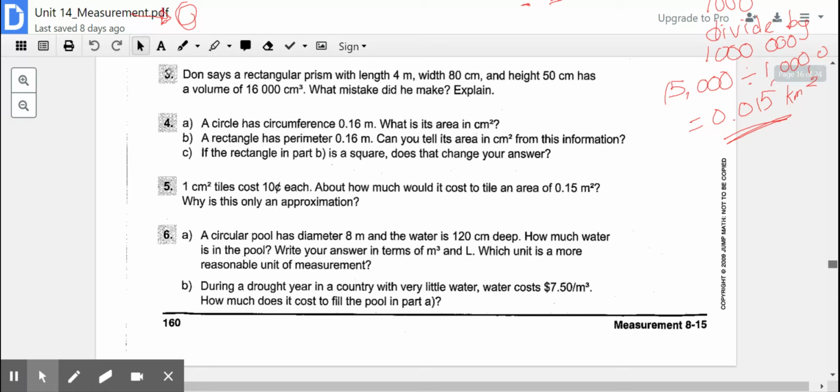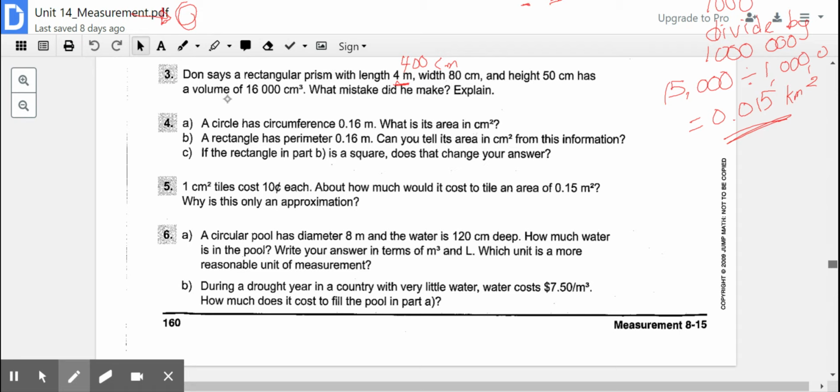We're looking here. Don says a regular prism with a length 4 meters, width 80 centimeters, and height 50 centimeters has a volume of 16,000 centimeters squared. What mistake did he make? Well, I don't really know, so we're going to have to find out what the volume is in centimeters squared. Now, I'm looking at this here, and I see that's in meters. So I'm going to have to convert that to centimeters first. 4 meters is 400 centimeters. Now I know that volume equals length times width times height.